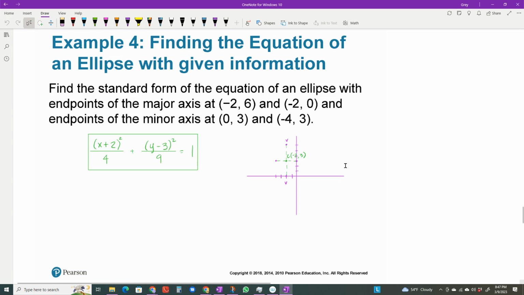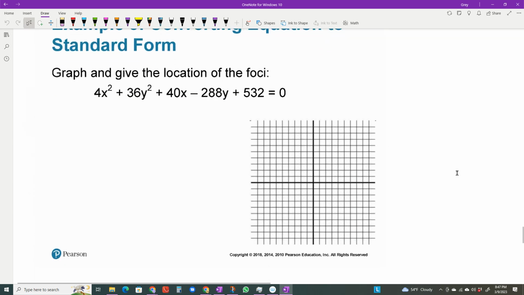Okay. Next, you have to be able to convert an equation into standard form. You're going to do that with the process of completing the square. To set that up, we're going to group our x's together and group our y's together and take our 532 to the other side. I also have to factor out that leading coefficient of the squared terms. So it sets up like this: 4 parentheses something plus 36 parentheses something equals negative 532.